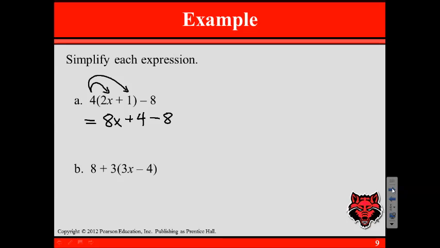Now, unlike the last two examples, here we do have like terms after we distribute. 4 and negative 8 are both like terms. They're both constants. Neither of them have variables. So we can subtract these. So in our result, we have 8x that had no like terms. Working out 4 minus 8 gives us negative 4. So I'm going to ignore the plus sign and just write minus 4.